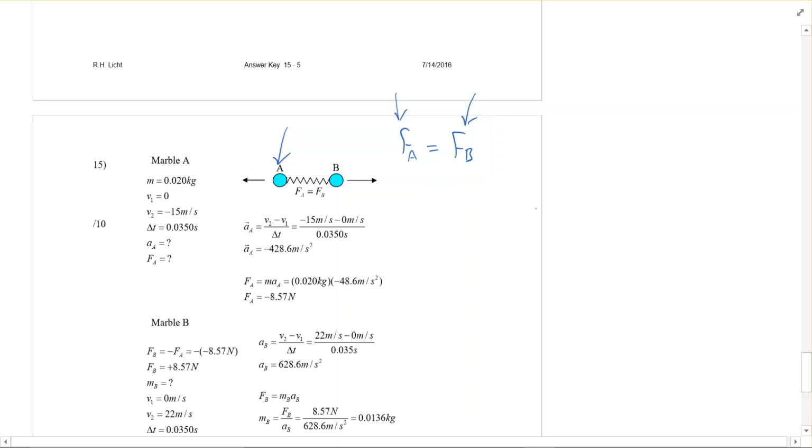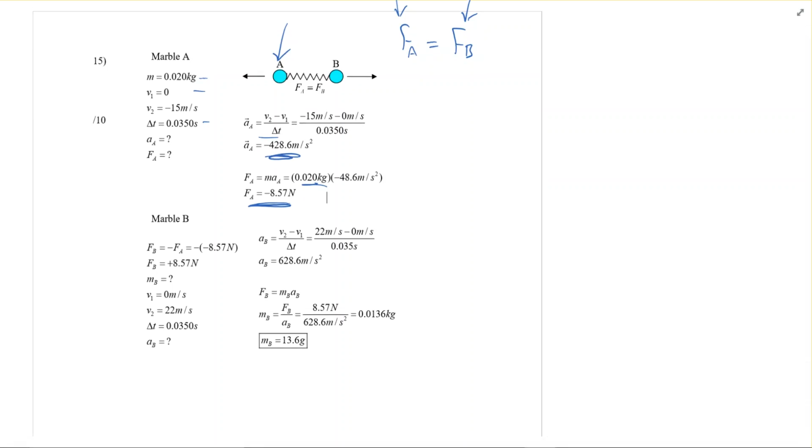Okay, so marble A, we know the mass. We know V1 is 0. We know V2 and the time. So if we figure out acceleration using this formula, and then multiply by the mass, we figure out that the force on this thing is negative 8.57 newtons. So if that's negative 8.57 newtons, then the force on B is going to be 8.57 newtons to the right.